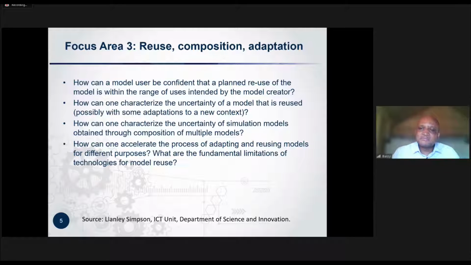In some cases, that has been attempted, maybe if you combine one or two subdomains, but if you go beyond that, then like I said in the first focus area, consistency is the most important quality that we need to have in whatever we're developing. One question that I can also highlight is, can one characterize the uncertainty of simulation models obtained through composition of multiple models? So some of these look like repeating questions, but they're also important, and we need to make sure that we capture all of this in whatever we're developing.